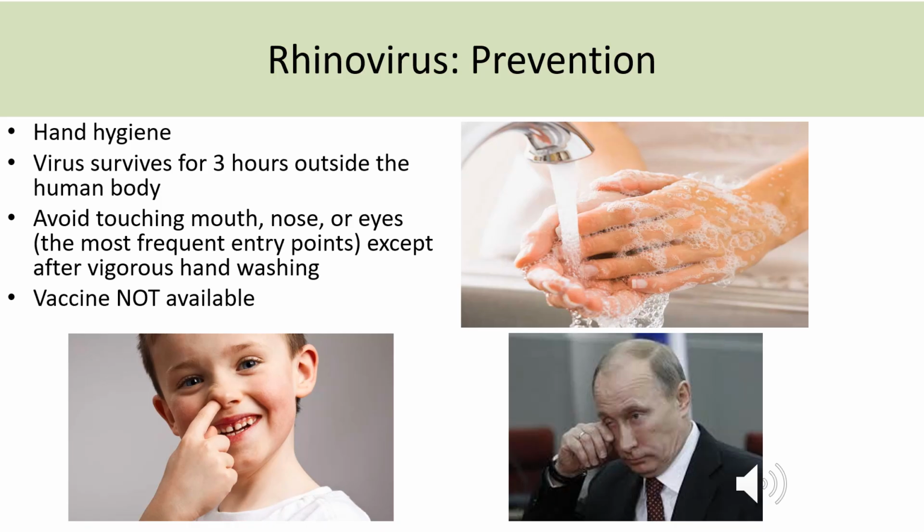Prevention of rhinoviruses is usually by hygiene. There is no vaccine available against rhinoviruses. So to try to prevent it, we need to practice good hand hygiene. The virus survives for about 3 hours outside the human body. If we touch contaminated surfaces, washing our hands with soap and water would be sufficient to remove the virus and prevent inoculating ourselves in the nose, eyes, or mouth and getting sick from rhinovirus.